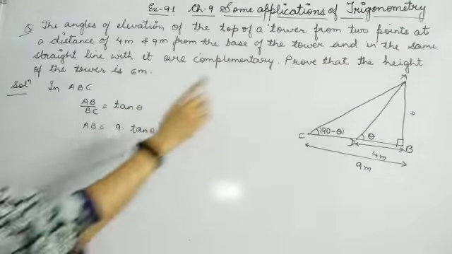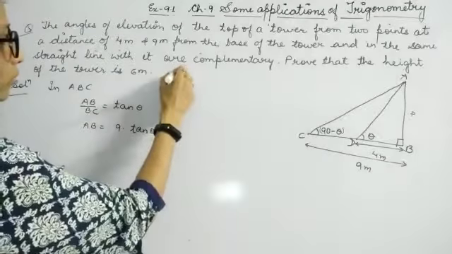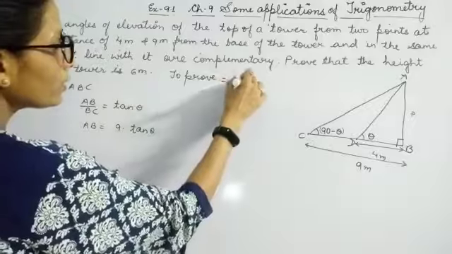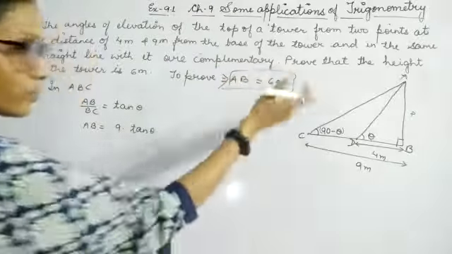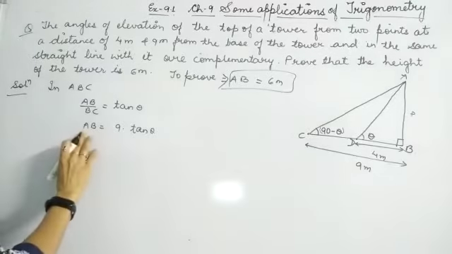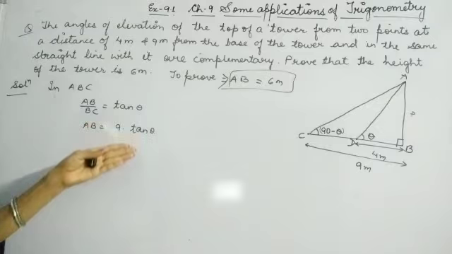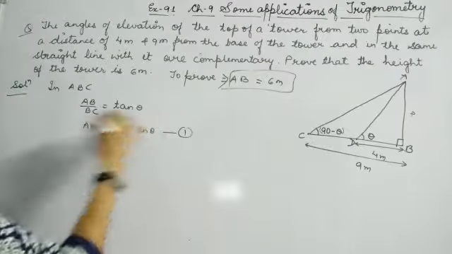Okay. What I need to prove? Prove that the height of the tower is 6 meters. This you wanted to prove. To prove that your AB is equal to 6 meters. This you want to prove. So let's find out the distance of AB. So here it is coming out to be AB equal to 9 tan theta. I cannot solve it further because I don't know the value of theta. So leave it here only. Let this be equation 1.